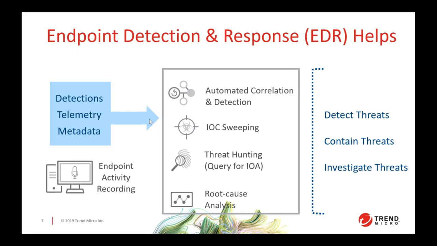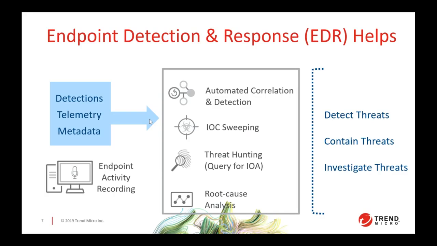And IOC sweeping, indicator of compromise. There is something called indicator of compromise as well as indicator of attack. Indicator of compromise sweeping: you may have some indicator of compromise details, which you can get from the internet, or you can also customize the XML, the code, everything on the Apex Central management server, and check whether this indicator of compromise is matching in any of the endpoints.